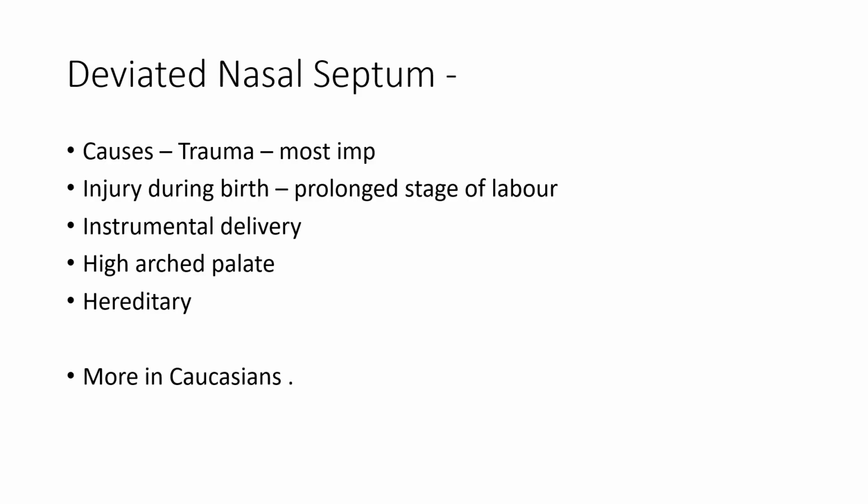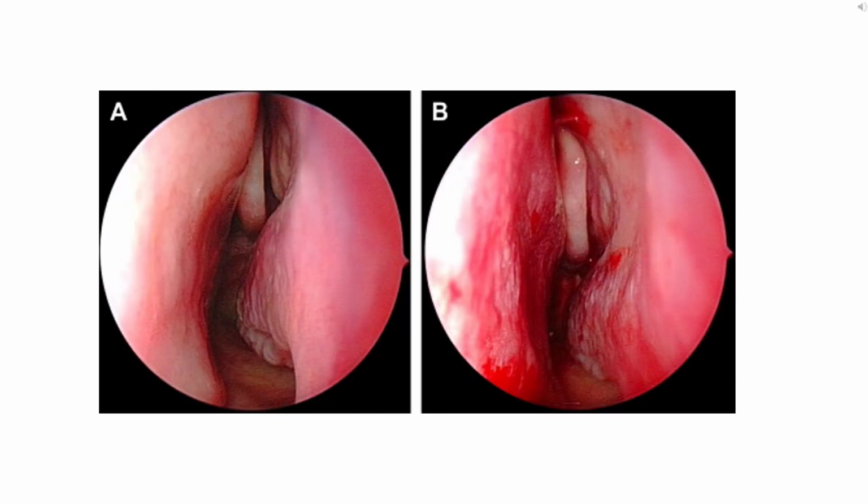And there are a few developmental conditions such as high arched palate or cleft palate. In that case, DNS will be seen. Many a time it is hereditary and it is seen more in Caucasians. Here in this picture we can see the deviation of the nasal septum clearly, as the inferior turbinate is visible and a slight part of the middle turbinate is also visible. So there is clear cut deviation of the nasal septum.